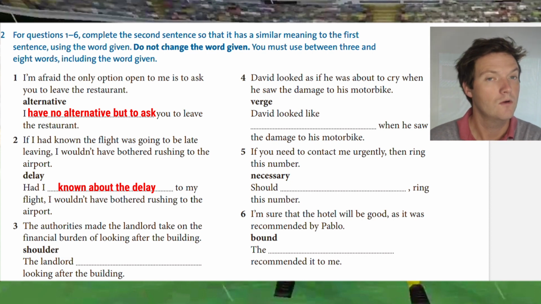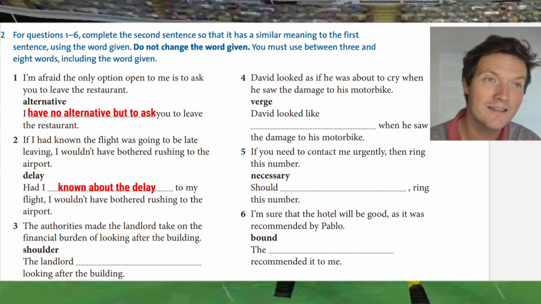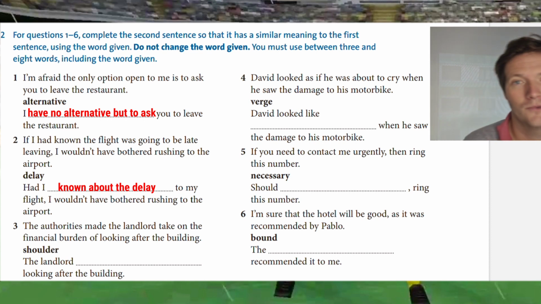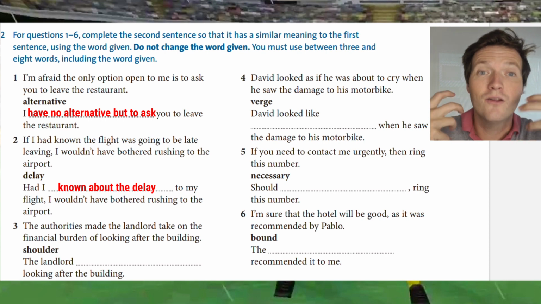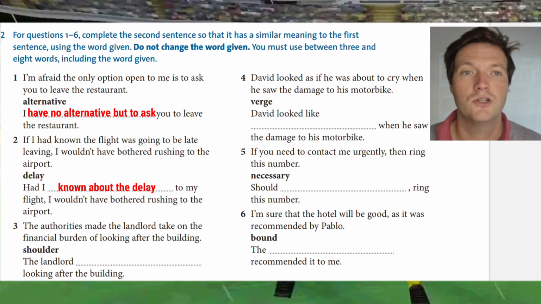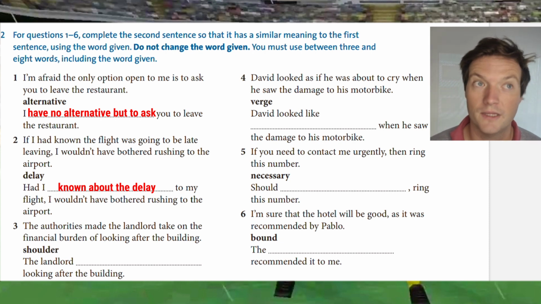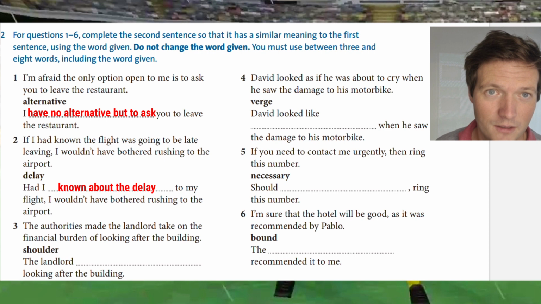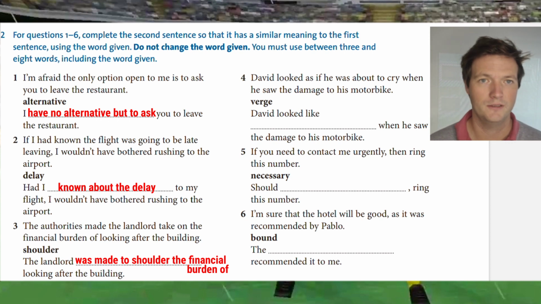Right. Oof, this is very difficult because this is going to be a passive sentence and you have to know this idiom, right? So the authorities did something to the landlord. They obliged him to take on the financial burden, right? To pay for the upkeep, essentially, the maintenance of the building, right? Looking after the building. So what happened? The landlord was made to take on the financial burden, was made to shoulder the financial burden of looking after the building.